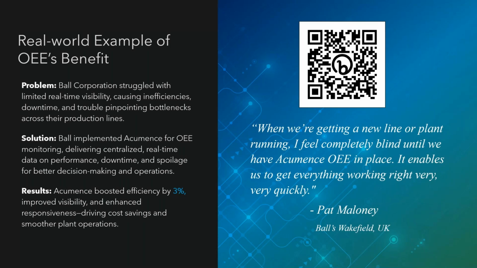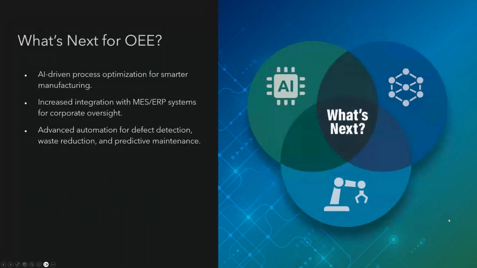So I know there's a lot of new trends in the market. Jonathan, can you explain what's next for OEE? Yeah, absolutely, Ashley. One of the biggest things that we're seeing is the convergence of AI with manufacturing.